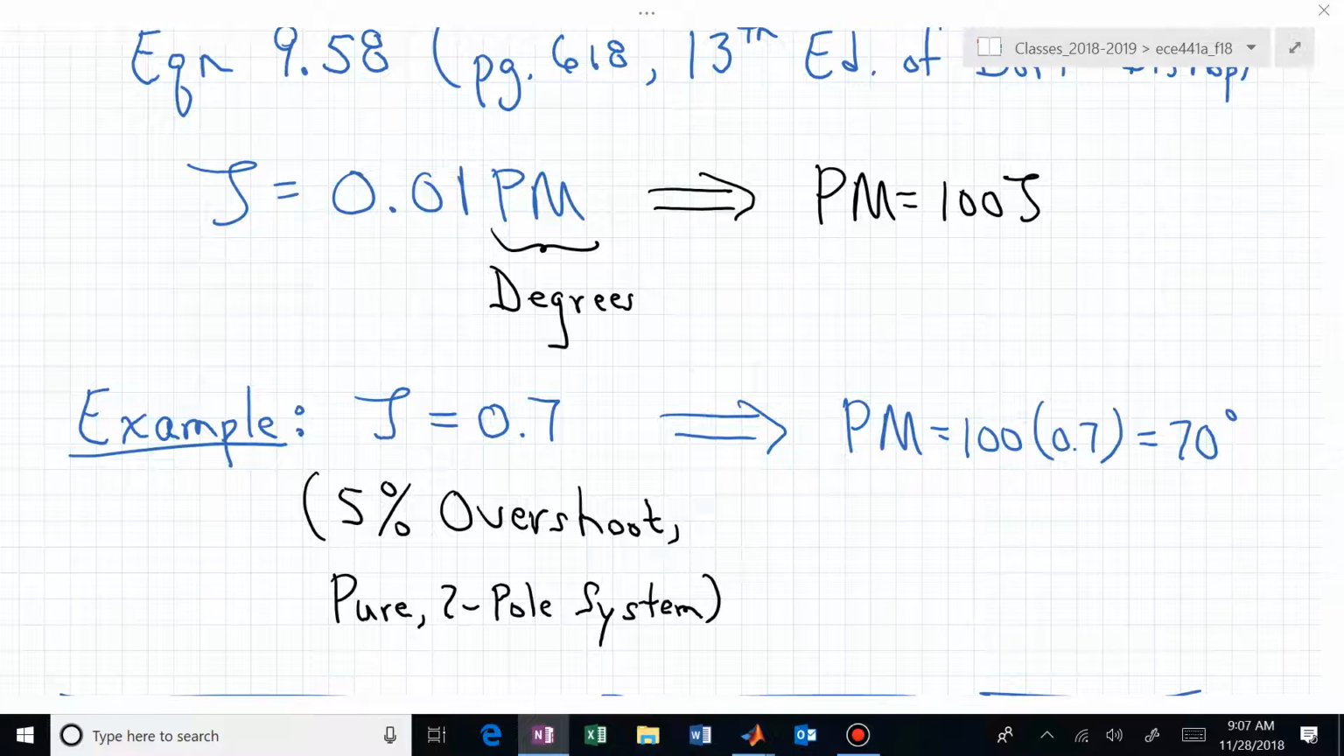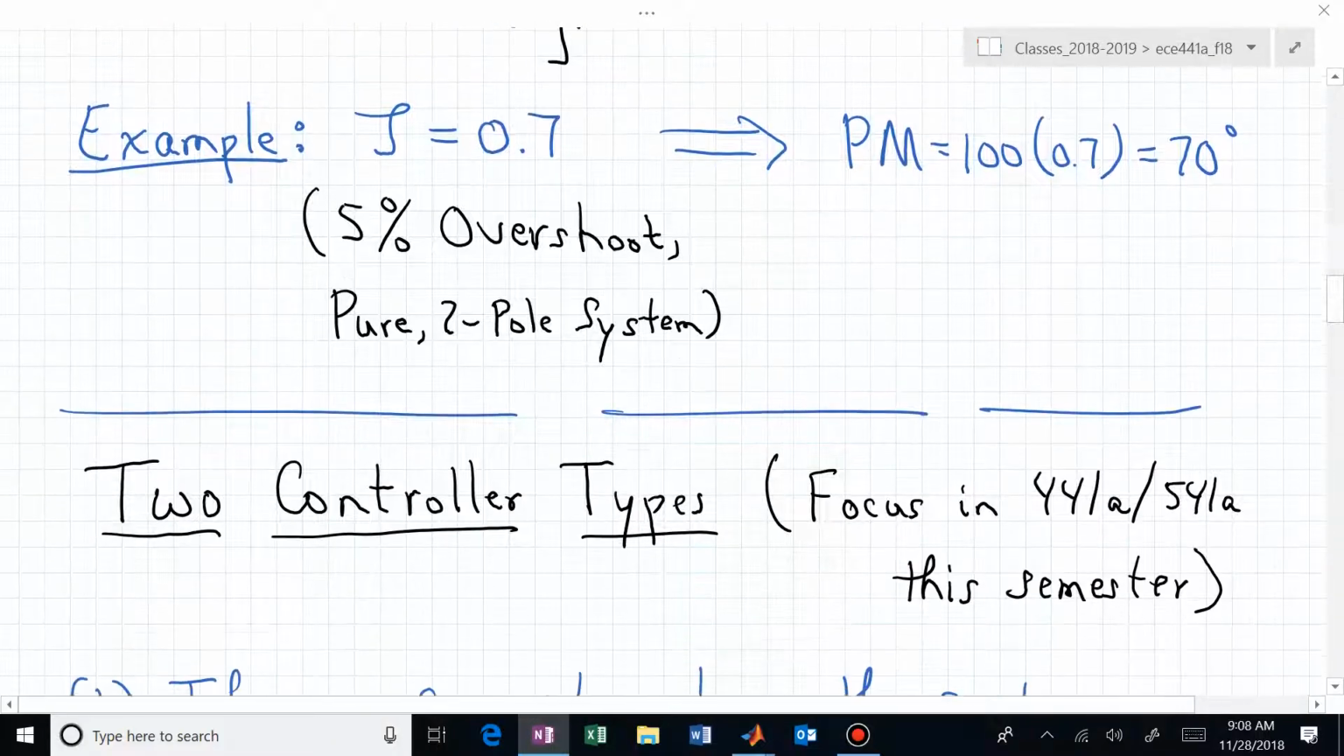If you're given a zeta and you're doing a Bode Plot based controller design, go ahead and just use this rule of thumb and say, okay, just to give me some way to start, let me scale that zeta by 100, and that's going to be my phase margin. If you had a zeta of 0.4 specified, then you would say, oh, I need a phase margin of 40 degrees, and that phase margin is in degrees.